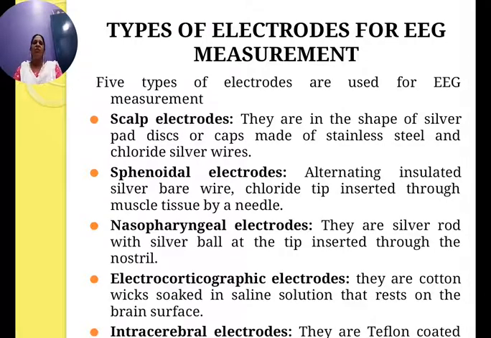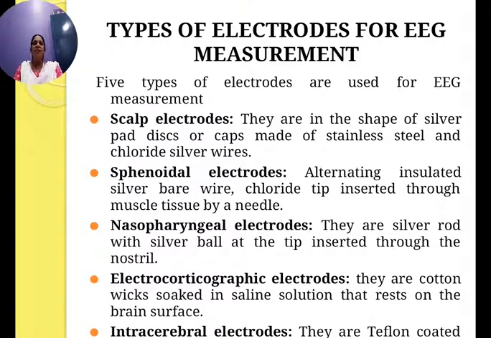Types of electrodes for EEG measurement. There are 5 types of electrodes that are used for EEG measurement. The first one is the scalp electrodes. These are in the shape of silver pads, discs or caps, made of stainless steel and silver chloride wires.